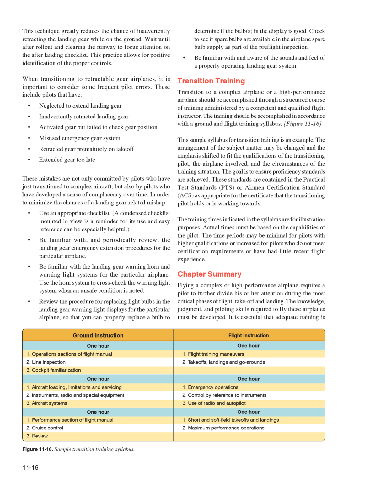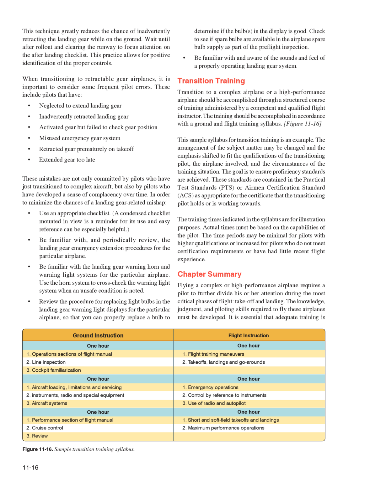When transitioning to retractable gear airplanes, it is important to consider some frequent pilot errors. These include pilots who have neglected to extend the landing gear, inadvertently retracted the landing gear, activated the gear but failed to check gear position, misused the emergency gear system, retracted the gear prematurely on takeoff, or extended the gear too late. These mistakes are not only committed by pilots who have just transitioned to complex aircraft, but also by pilots who have developed a sense of complacency over time.